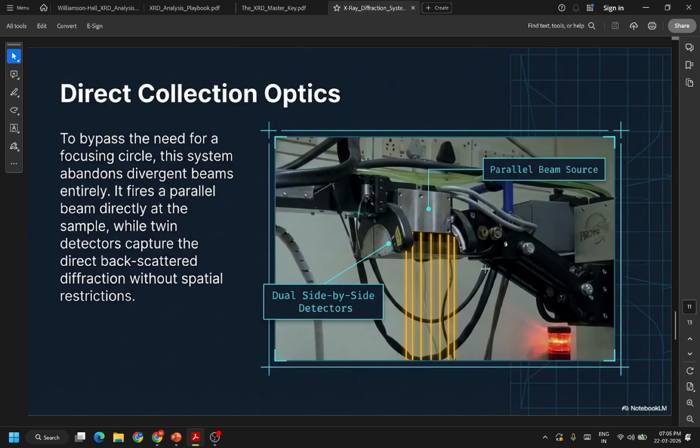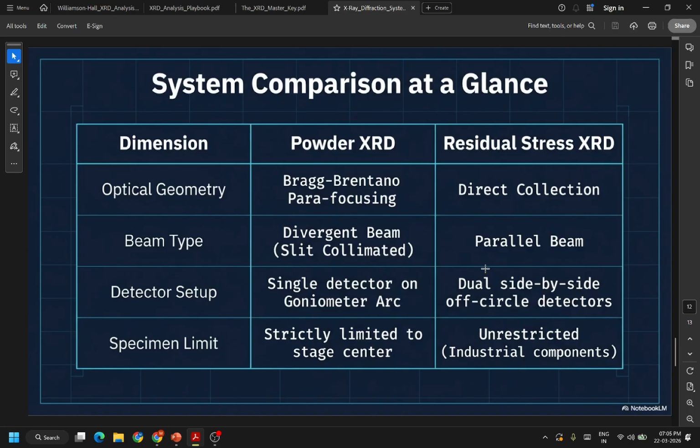So the angle is provided by your orientation and not your source and detector geometry. So this is called residual stress geometry.